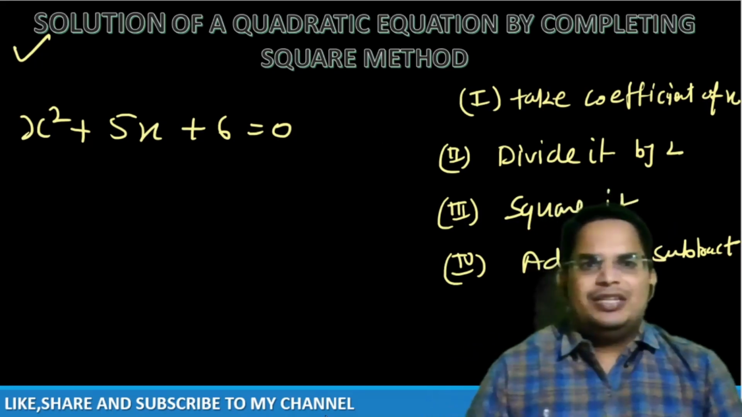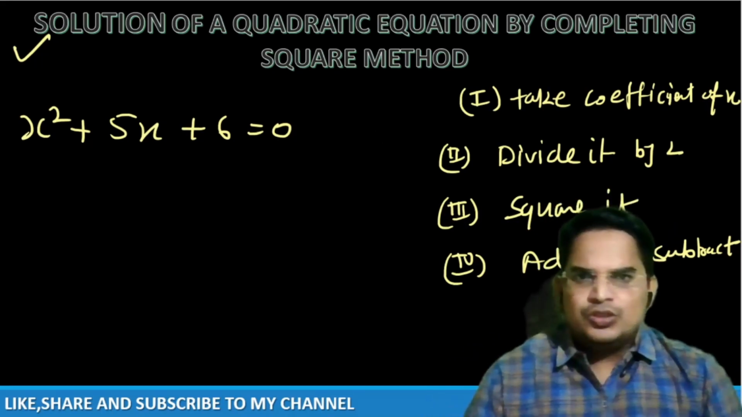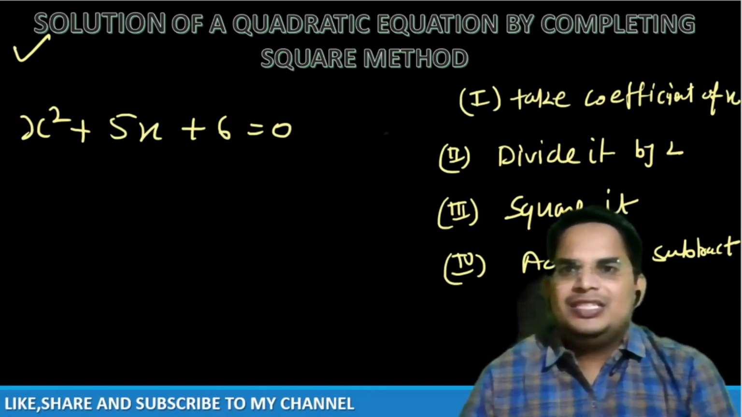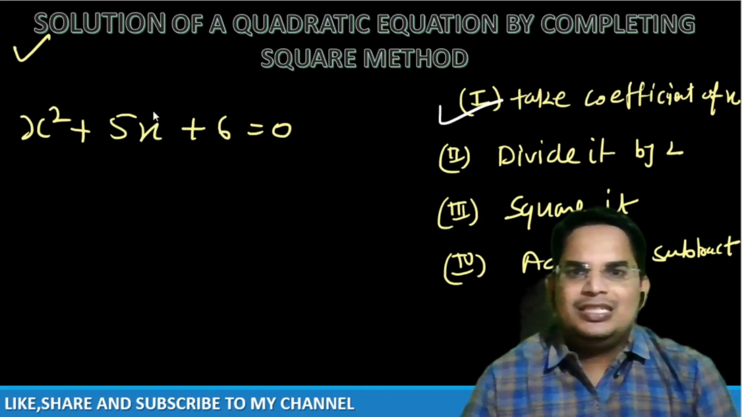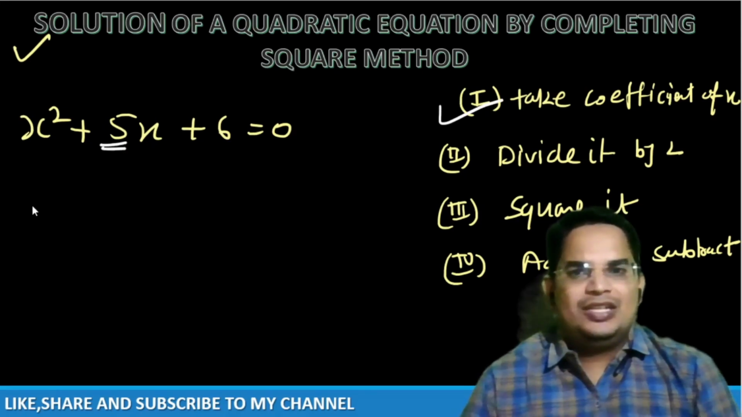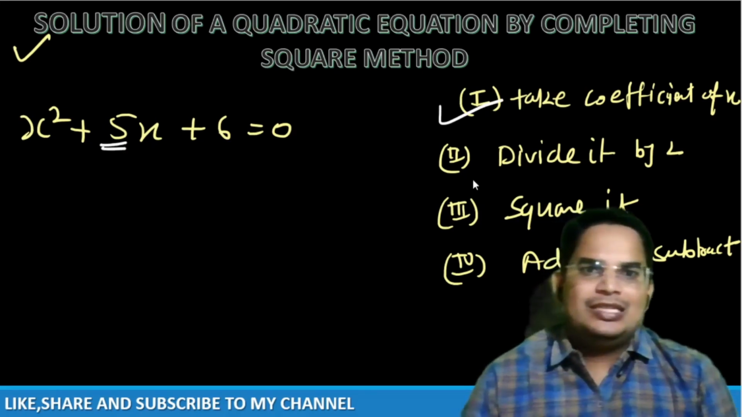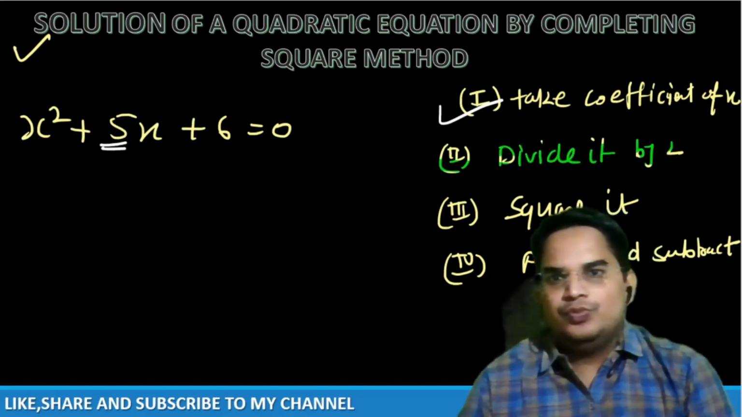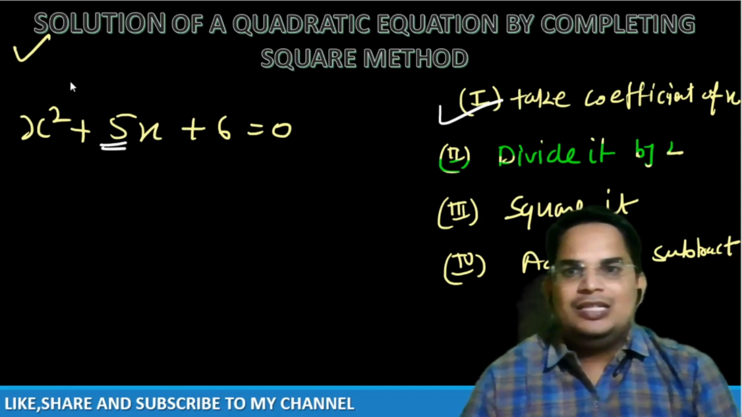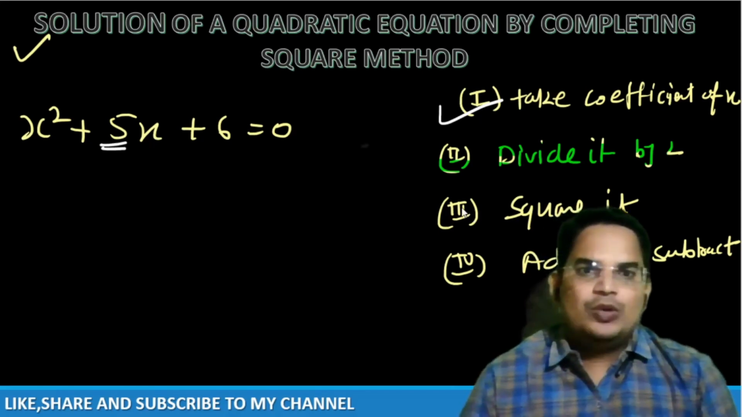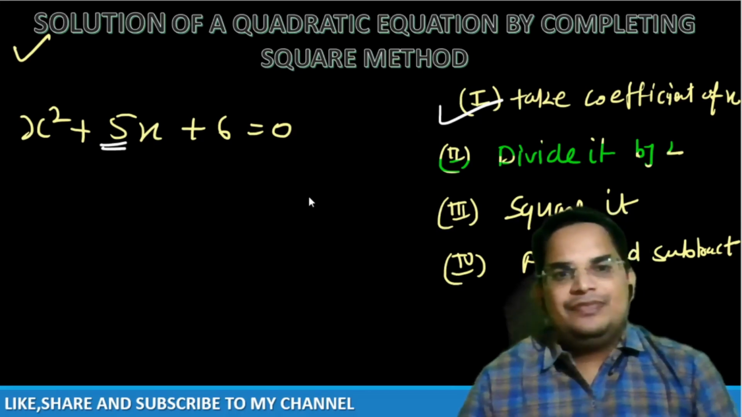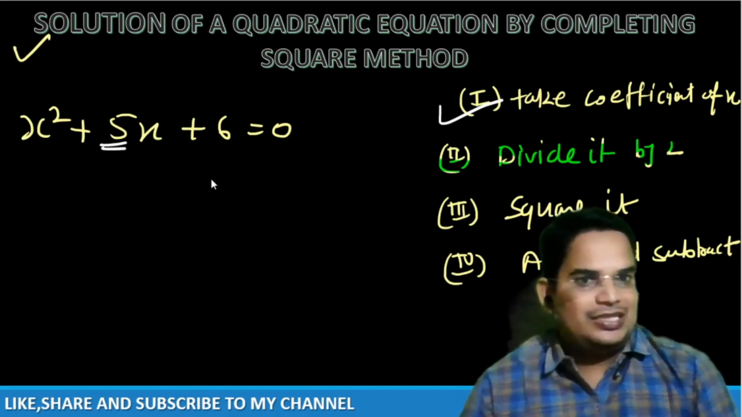Okay, now look at this, how to do this one. So first of all, x square plus 5x plus 6 is here. What I said: take the coefficient of x. So what is the coefficient of x here? This is 5. Now I'm going to apply the second step, divide by 2. If I divide 5 by 2, I will get 5 by 2. Square, the square of 5 by 2 is 25 by 4. Add and subtract. I will add 25 by 4 and I will subtract 25 by 4.